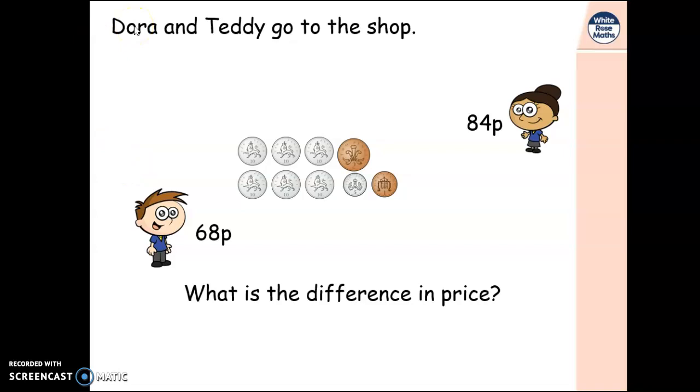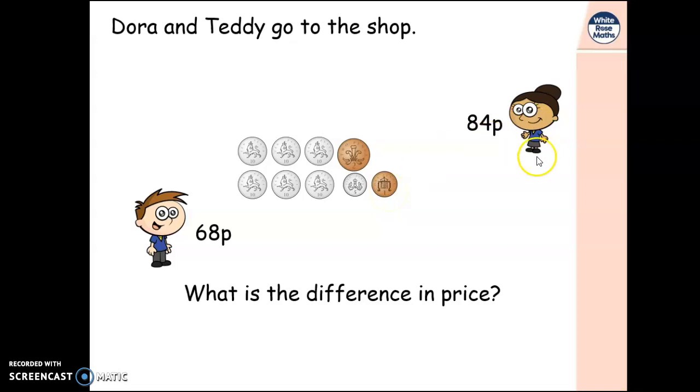Next question: Dora and Teddy go to the shop again. Teddy's got 68p, Dora's got 84p. What is the difference in price? Now remember, we start at the smallest number. So here we have 68p in coins, because we've got 6 10p's, which is 60. We've got 5p, so that's 65. 2p is 67. Add 1, 68.